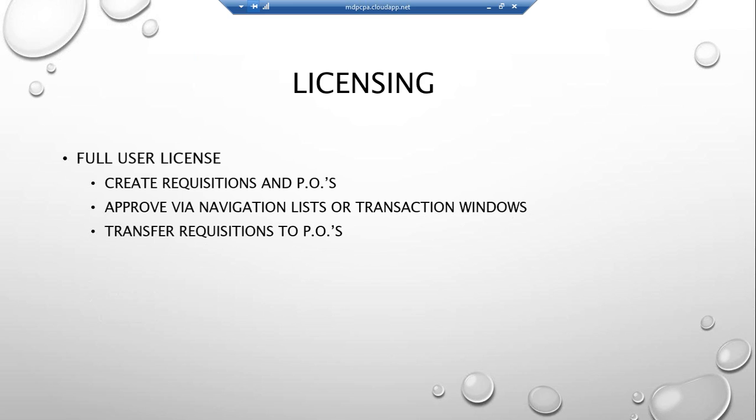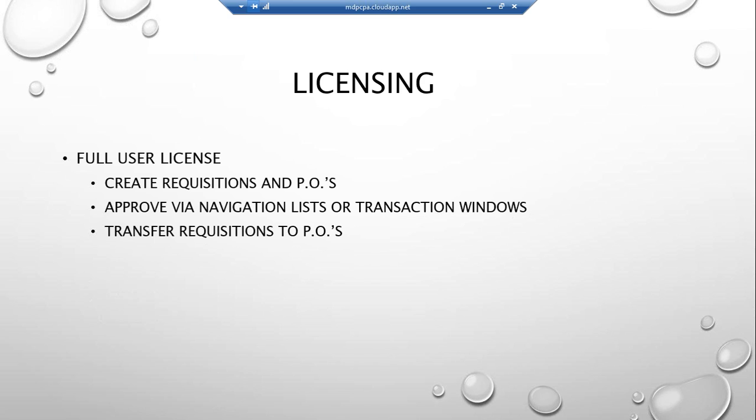If they're set up as a limited user, they can also approve requisitions via a navigation list. I know that seems like an odd delineation, but that's where the team put the limitation. If you have a full GP user license, you can still create requisitions like everybody else, and you can also create purchase orders.